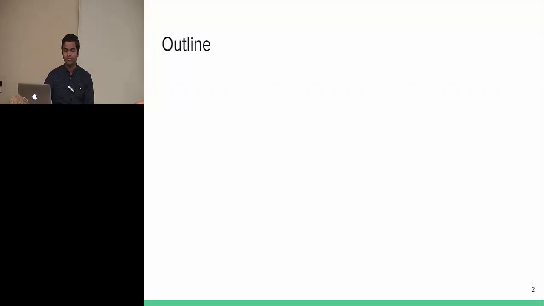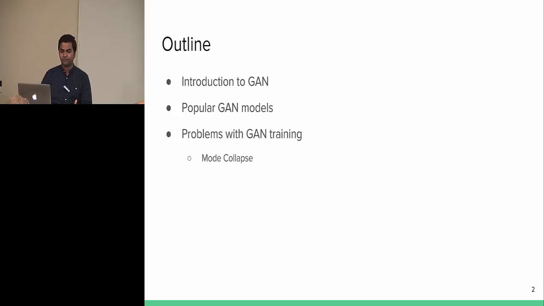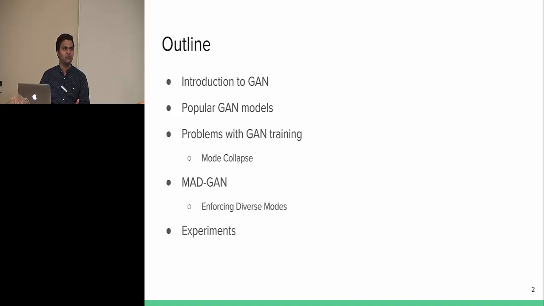So the outline of today's talk would be that we will first look at an introduction to generative adversarial networks, and then we will look at the popular GAN models. Then we will look at the problems that we have while training GANs, and especially the problem of mode collapse. Then we will look at the architecture of the MADGAN, the paper that we are reviewing today, and see how they are solving this problem of mode collapse. And then we'll look at the experiments that they have shown using their architecture.